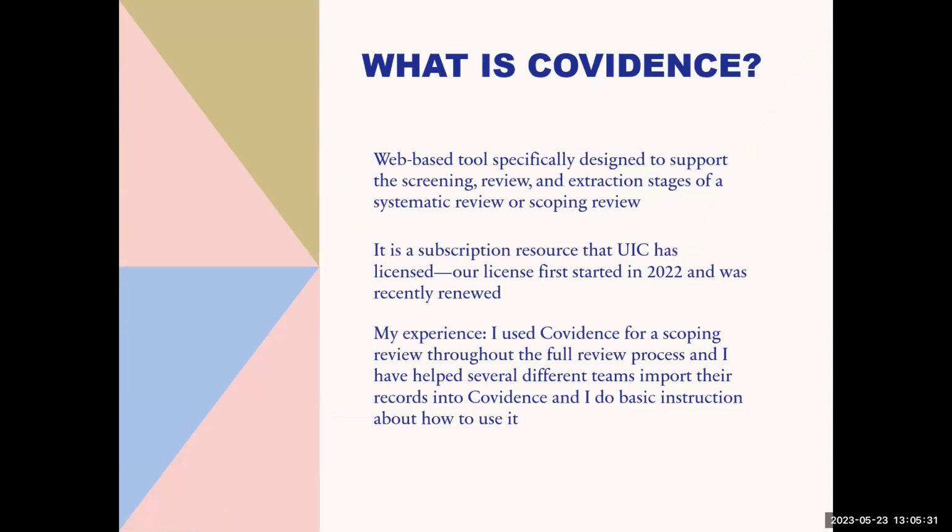Okay, so in terms of what is Covidence, it's basically a web-based tool that's specifically designed to support the screening, review, and extraction stages of a systematic review or scoping review. And the specifically designed means there are tools, like Excel. Sometimes people use citation management systems and try and rework them to support a systematic review and scoping review. They can work to a point, but because they're not specifically designed for it, they don't have all the functionality that might be most helpful.